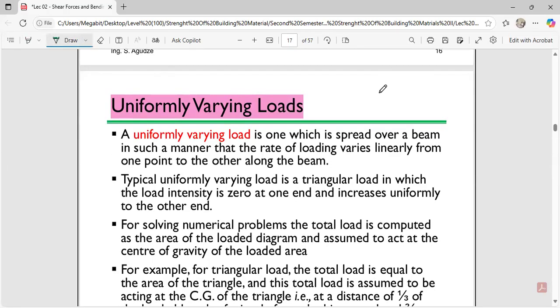My people, please let's not get confused. If this is a beam, then our uniformly varying load can be in the form of a triangle, a triangle that has varying loads. That is why we call it a uniformly varying load.